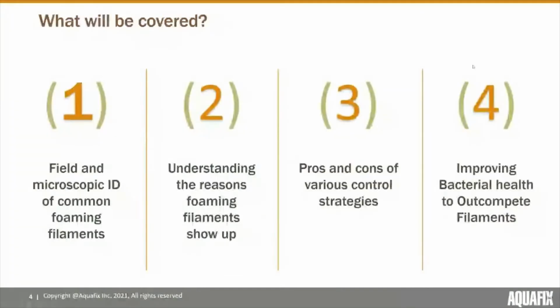So today we're going to be covering a number of things. First, we're going to be doing a little bit of work with field and microscopic identification of common foaming filaments. So we're going to talk about how on-site you can identify a filamentous foam versus surfactant foam and how reliable that sort of thing is. We'll also briefly touch on staining and microscopic analysis to determine the ID of organisms. Then we're going to go through the reasons foaming filaments show up, pros and cons of various chemical control strategies, and then we'll talk about how our Aquafix products and different operational changes may help to improve system health and help your bacteria to outcompete filaments.